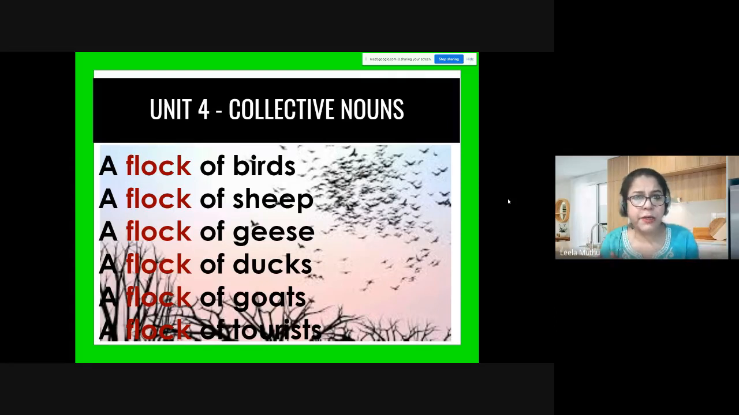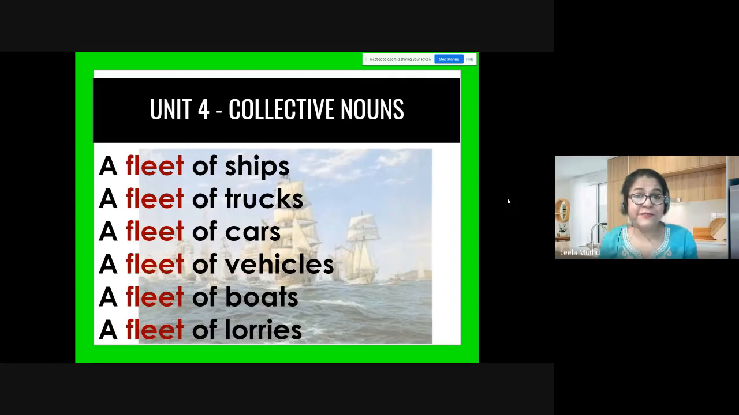I'm not very sure about that, but that's what I saw when I checked it online. But I'm not very happy with that, so let's just forget about it. Okay, a flock of tourists, and now a fleet of ships is what comes to mind firsthand.